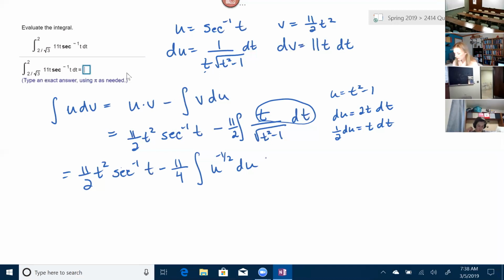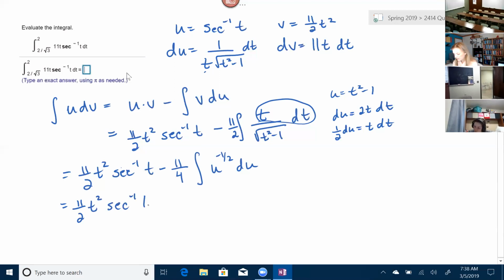I have 1 over square root of u, which is the same as u to the negative 1/2. So 1 over square root of t squared minus 1. Well, we have to find the antiderivative of u to the negative 1/2. So what is the antiderivative? Okay, so plug it in first. Well, find the antiderivative first, and then plug it in. Right.